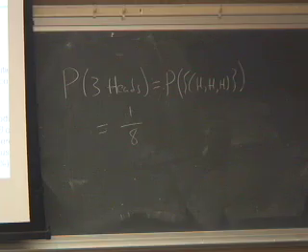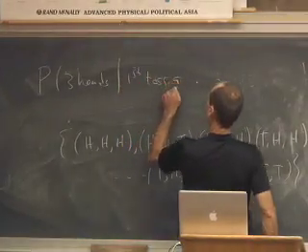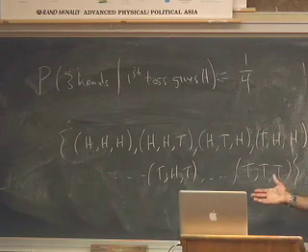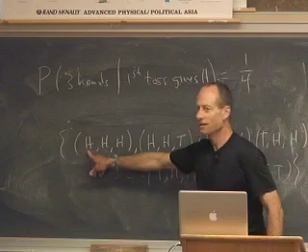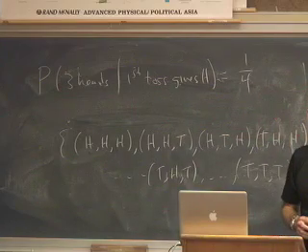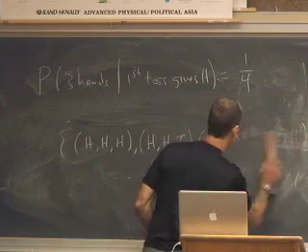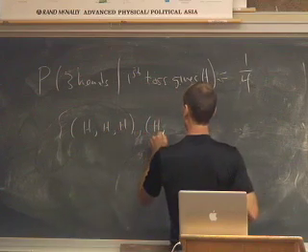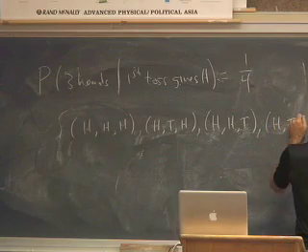Okay, so probability of 3 heads given, so use a vertical bar to denote given, first toss gives a head is equal to 1/4. What are we doing? We're basically saying, well, I know that the outcome is one of the outcomes that has heads as the result of the first toss. Yes? So how many of those are there in all? 4. Yes? Let's write down what those are. Heads, heads, heads. That's the one I care about. Heads, tails, heads. Heads, heads, tails. Heads, tails, tails. Right?